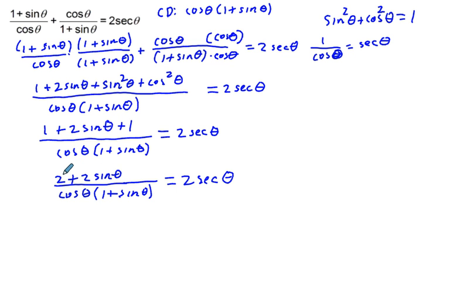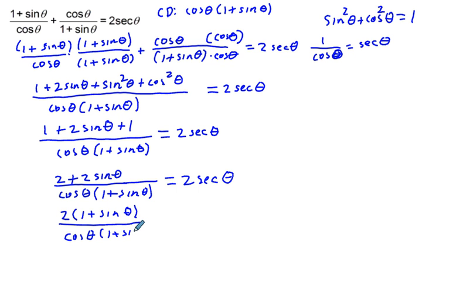Well, we can factor this 2 plus 2 sine theta on top, which is going to be 2 times quantity 1 plus sine theta. And in the denominator, we have cosine theta times quantity 1 plus sine theta.